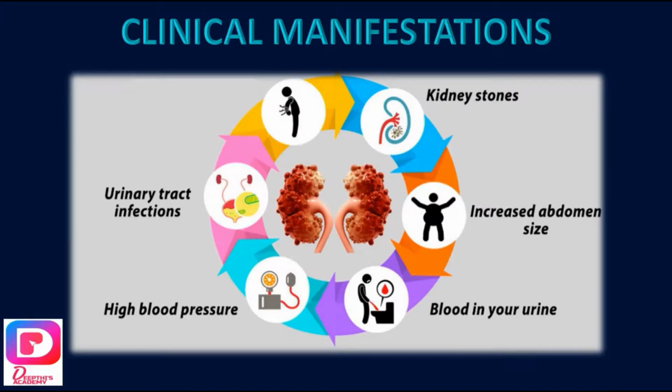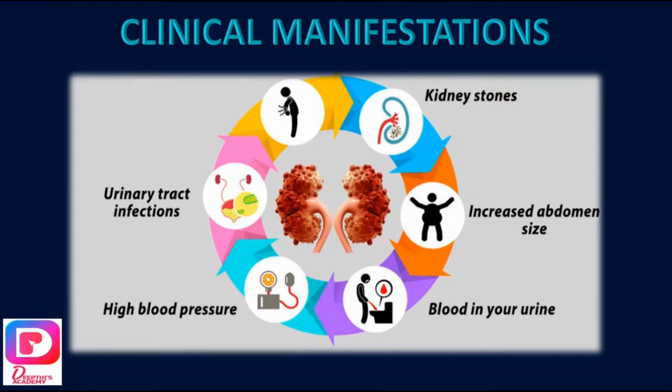Urinary tract infections. Anyone can get a urinary tract infection, as you all know, but having PKD can increase the risk of UTIs. One reason is that kidney cysts are prone to infection, allowing bacteria to build up and affect the urinary tract.